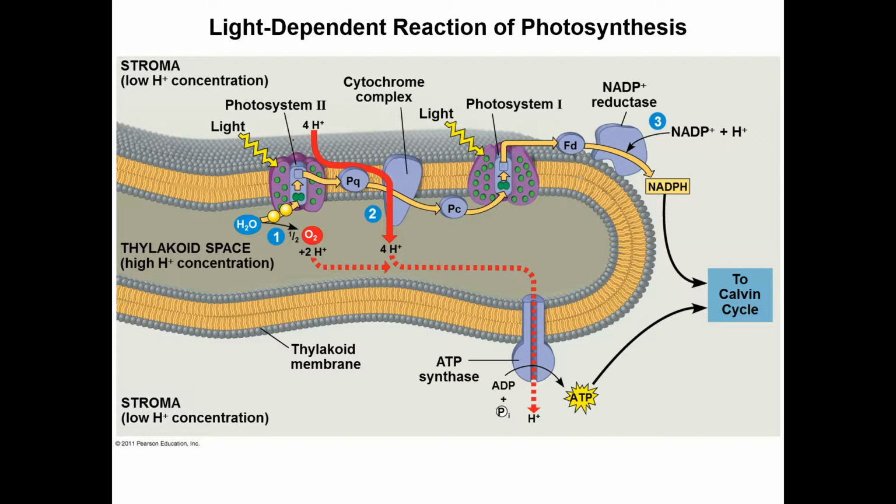Alright, so we're going to walk through what's going on in each of these steps. But ultimately, the whole purpose of the light reaction is to do three things. One is to produce NADPH. Two, to produce ATP, and three, to produce oxygen gas. So these are the three major products of your light reaction. We're going to talk about how each of these three things is generated.